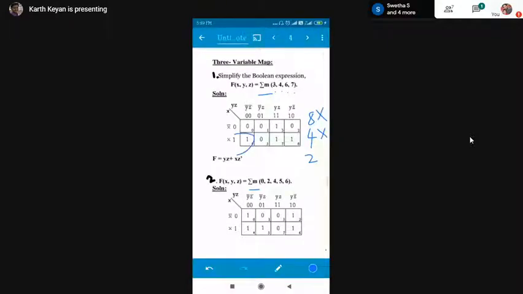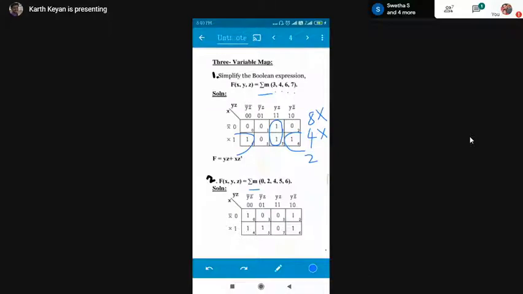This is the first 2-cell group. This is the second 2-cell group. Sir, we have to make one more group? Whether it is correct or wrong, it is actually wrong. So there is no need to make a third group. It is not necessary. You should always focus on finding the simplified one.